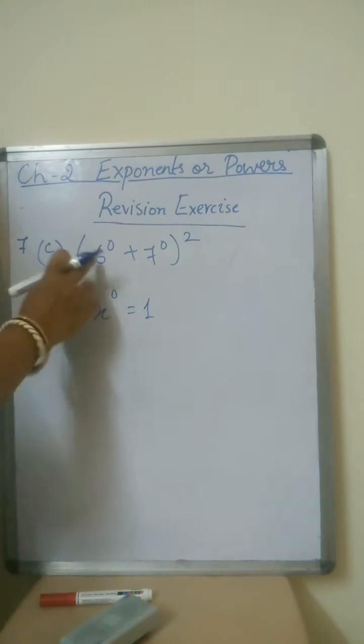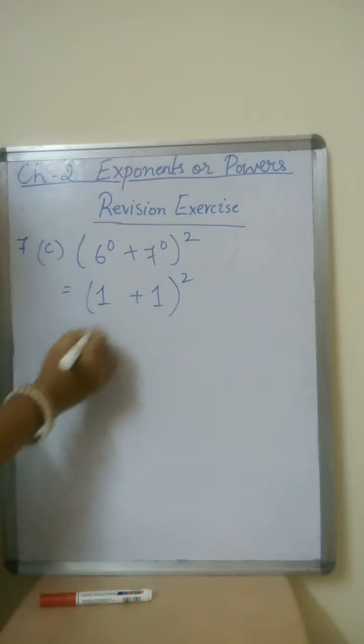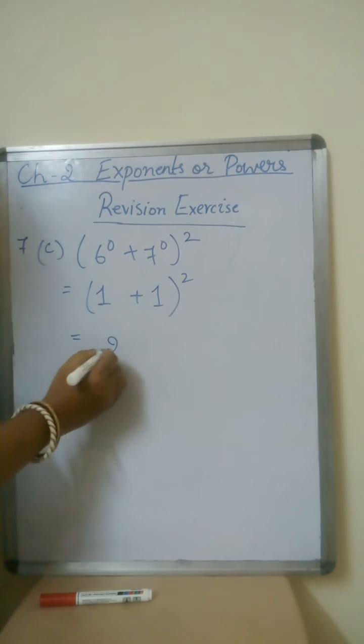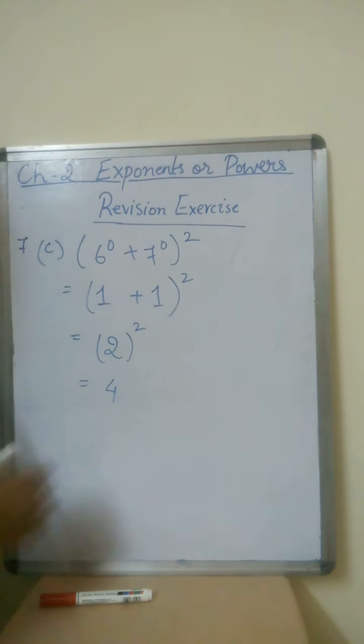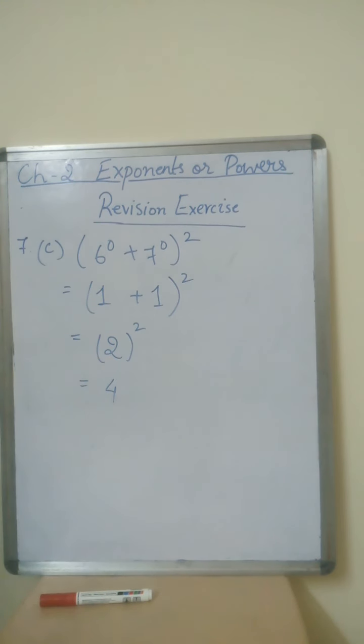It will be 1. 7 to the power 0 is how much? It will be 1, to the power 2. So 1 plus 1 is 2, to the power 2. What is the answer? 4. Okay. So this is your answer.